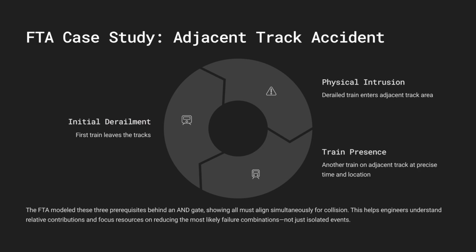So it's three things needing to align, like an AND gate situation. Exactly. By modeling these three prerequisites probabilistically behind an AND gate, the FTA helps engineers understand the relative contribution of each factor. They can then focus resources on reducing the probability of the most likely combinations of failures, not just isolated events. Before we move on from tools, you mentioned a couple of others, complementary ones.